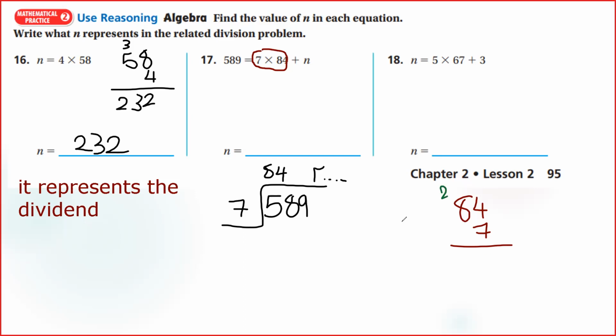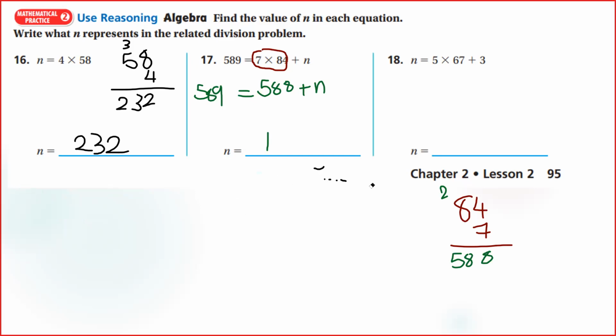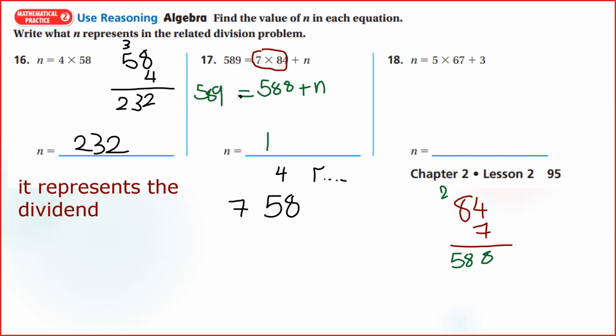4 times 7, 28. 7 times 8, 56. Plus 2, 58. So here, what do we have? 58 plus n is 589. Now, what's the number that I add to 588 to get 589? 1. Bravo. So n is 1. Now, what does n represent here? Thank you. It represents the remainder.